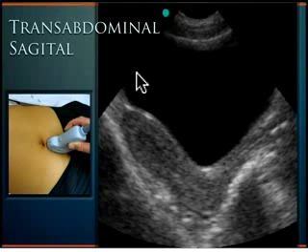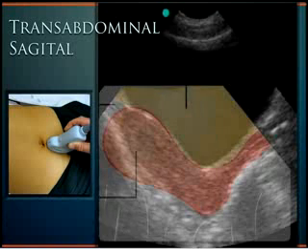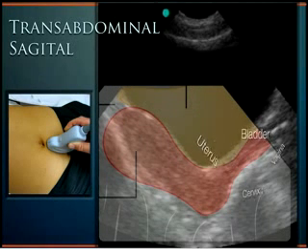And towards the indicator side of the transducer, we make out the fundus of the uterus up here. And then down here is the cervix. And this is the endovaginal canal here, seen as this white echogenic hyperechoic structure. This line is the endovaginal stripe. And as I lay the overlay over it here, we can make out the actual schematic diagram with the labels.